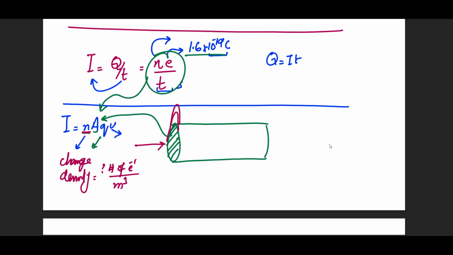Because when we are not applying any potential difference, let's say there is no voltage across the cell, the electrons are moving randomly through the structure like this. They can go anywhere. That is also a velocity, right?